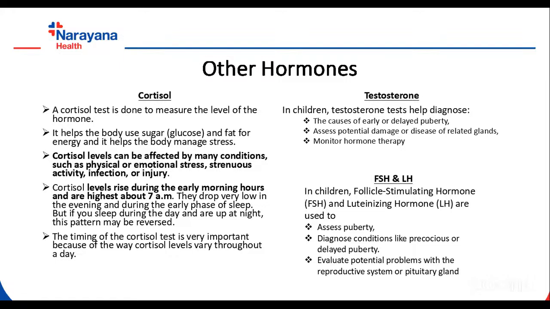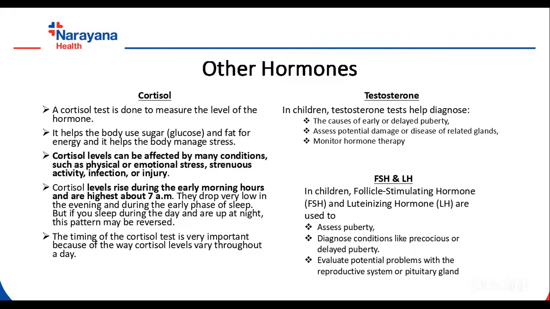The levels rise during the early morning hours and are highest around 7 a.m., and they drop very low in the evening and during the early phase of sleep. But if you sleep during the day and your pattern is reversed, this might also be reported likewise. That's why the timing of the cortisol is very important, and the cortisol test is available as fasting, random, 8 a.m., 8 p.m. These are the hormonal tests which are also done in the pediatric population.